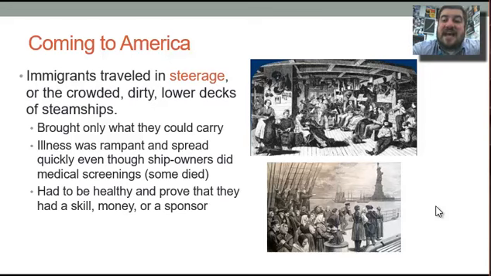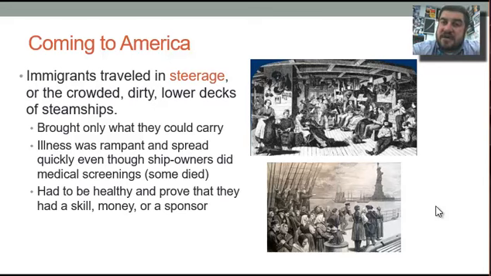Even though they did health screenings at the port where they were leaving from, illness was rampant and spread very quickly among these tight quarters, and some people who appeared healthy became sick. If there were storms, you couldn't go out onto the upper deck, which means seasick passengers were stuck in steerage. Some people died in steerage if they were very frail when they started.